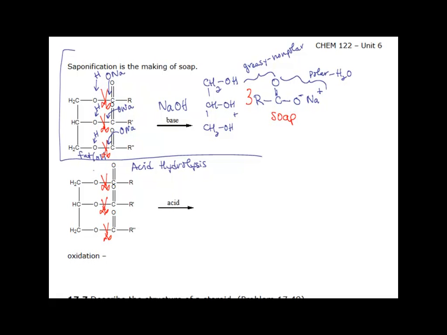And this, you add the hydrogens to the glycerol, and then the carbonyl side gets the OH. So you make a carboxylic acid, make 3 carboxylic acids. So you get glycerol again, and then you have 3 carboxylic acids, or 3 fatty acids that are generated, because these contain a lot of carbons. So fatty acid, glycerol.